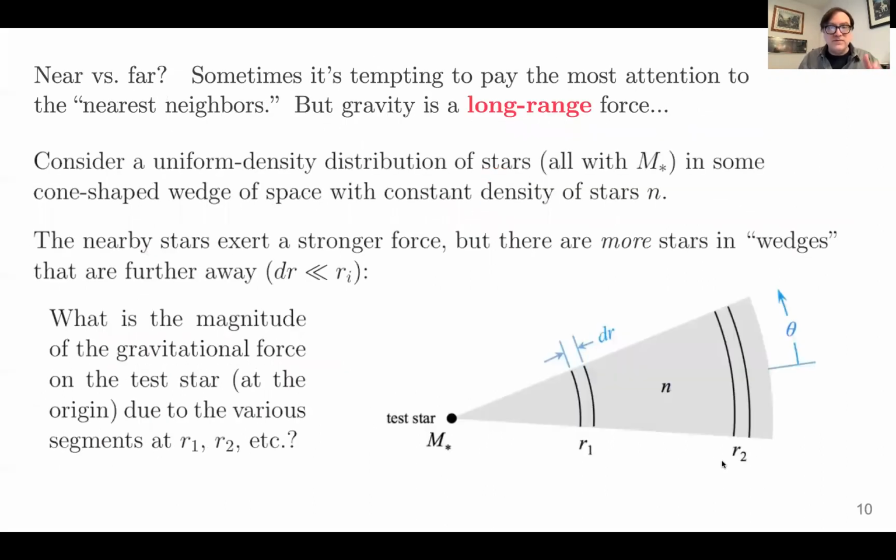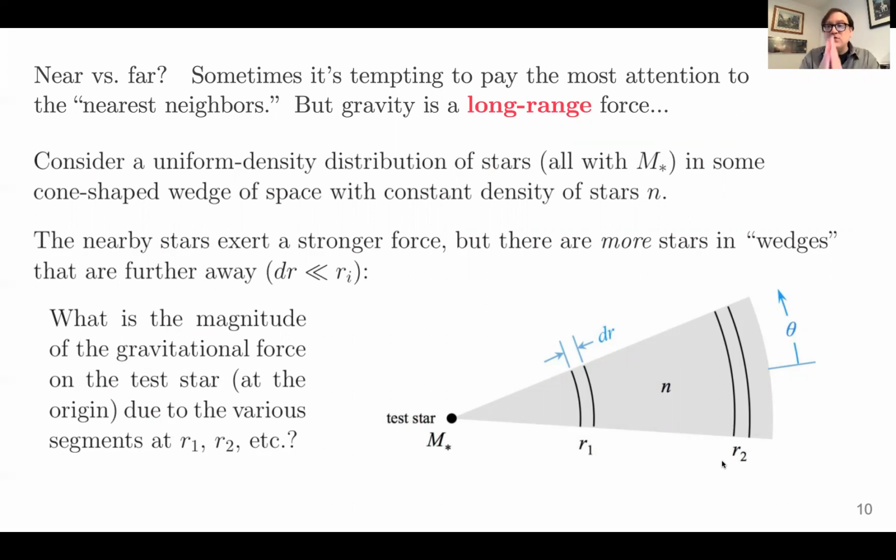We know gravity is a long-range force, so these more distant objects might be important. There's no cancellation, as I said. So let's look at this toy problem. Let's think about a uniform density distribution of stars, all with the same mass, distributed throughout space. But now let's distribute them only in this cone-shaped wedge. It's not an exact cone, just a cone-shaped section of a sphere with number density n, and the star that we would like to figure out the forces on is at the center with the same mass as all the other ones.